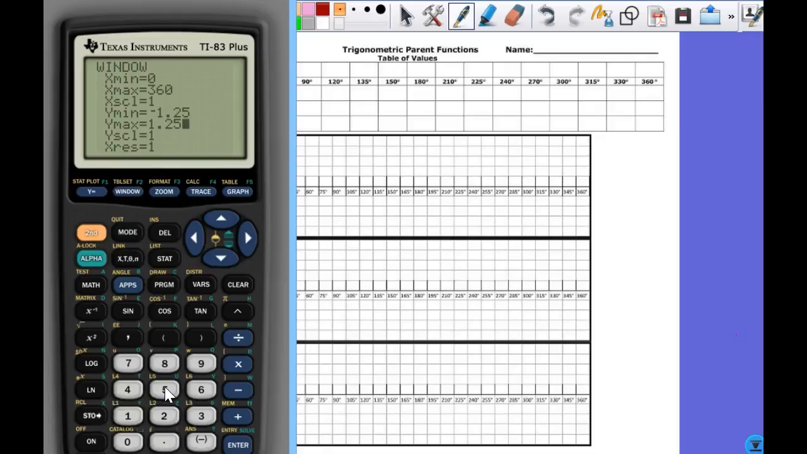So that window right there pretty much mirrors what you have here on your piece of paper. Everybody with me? Now when I hit graph, it's going to be a little bit disappointing because that's not what it's supposed to look like, right? But that's because our calculator is in radians and we're doing degrees. But you can also see here, it looks like a periodic function. It repeats over and over again.